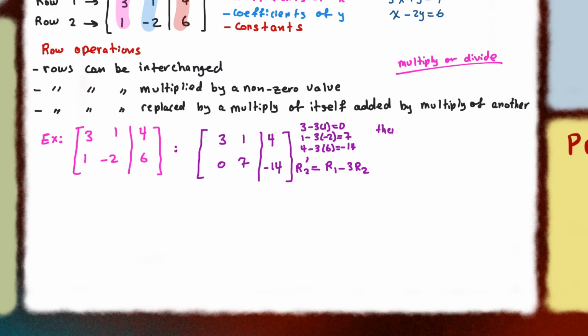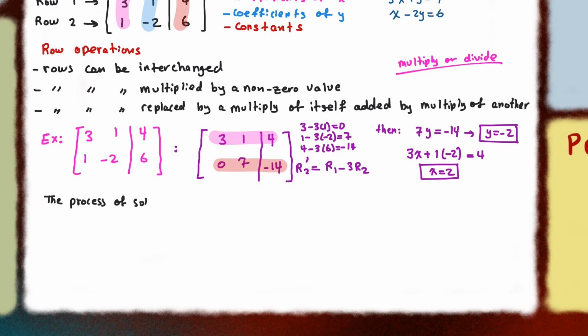Now we can use our second row to solve for the value of y, because 7 is the coefficient of y and the coefficient of x is now 0. So 7y is equal to negative 14. That gives us y is equal to negative 2. Now we can use the first row to solve for x. So 3 times x plus y, which is negative 2, is equal to 4. And we can rearrange this for x to get x is equal to 2.